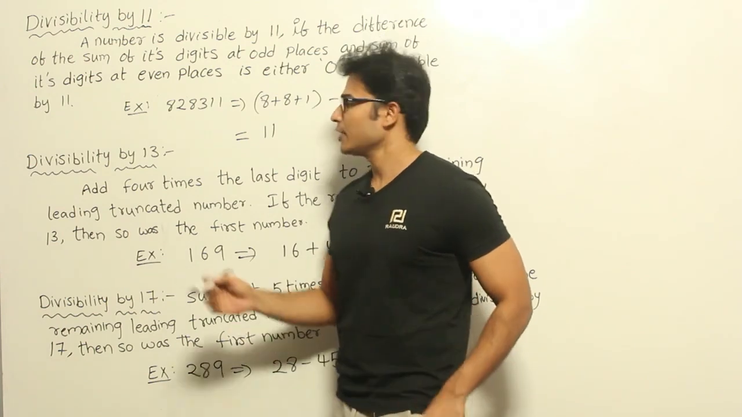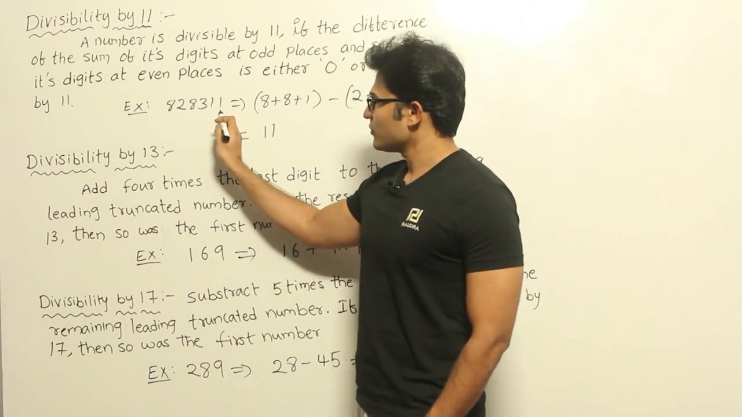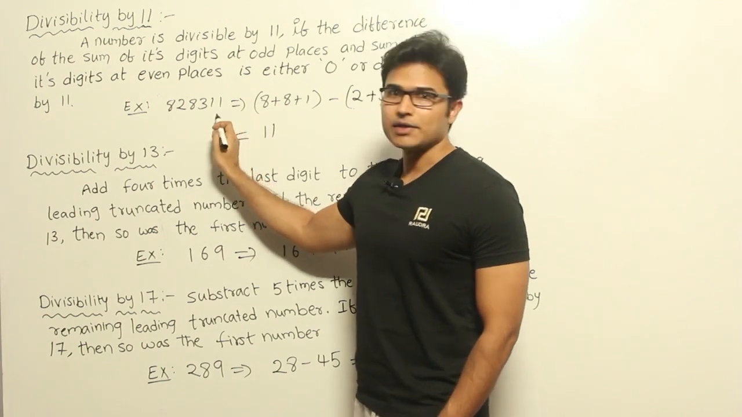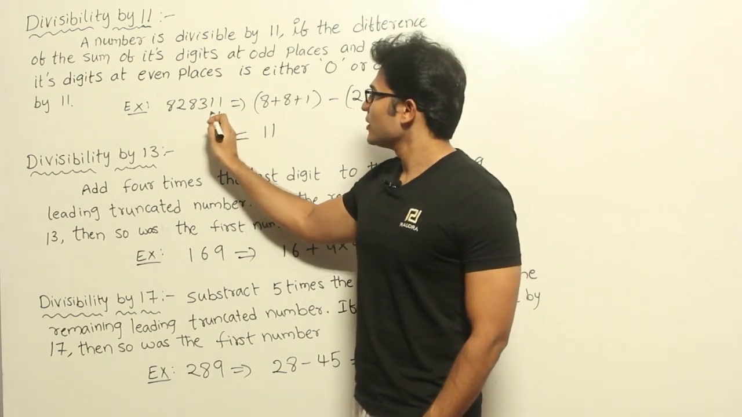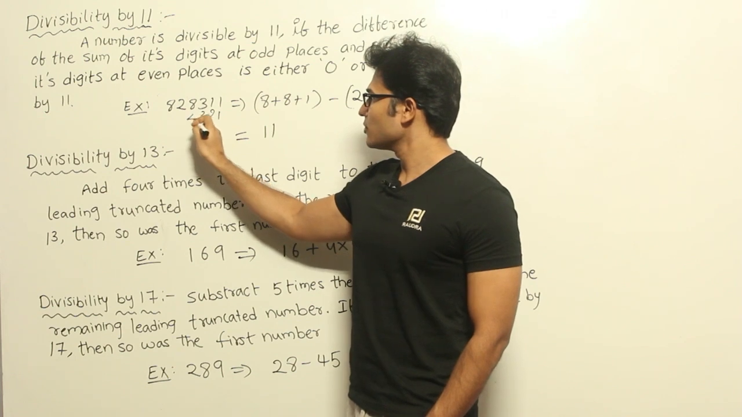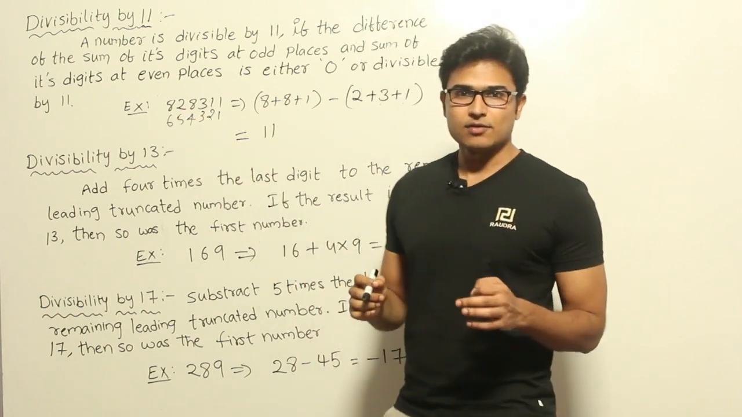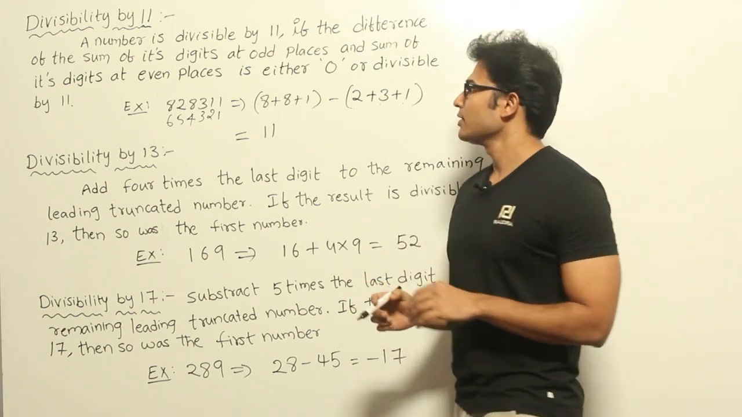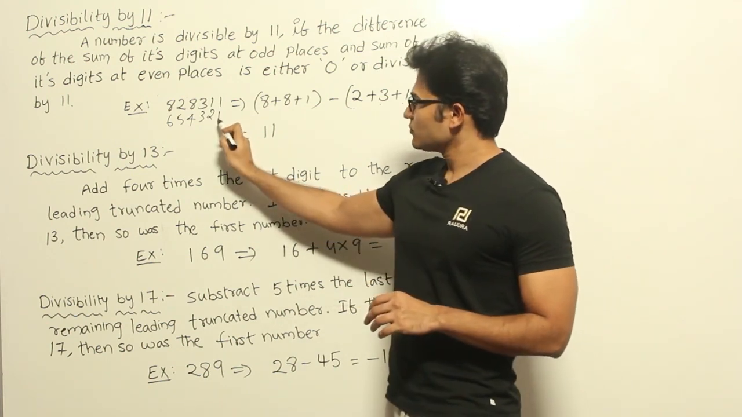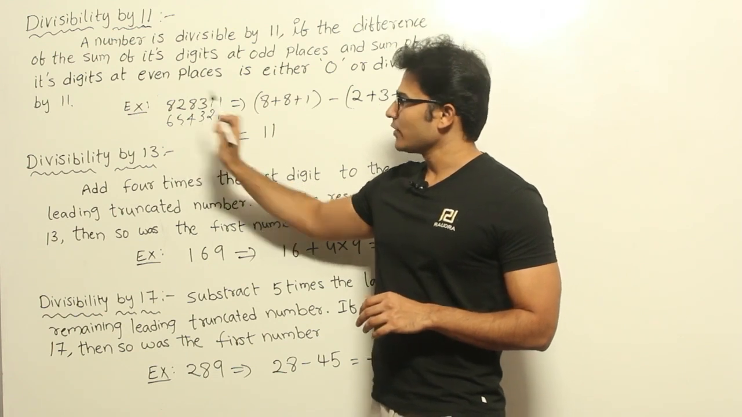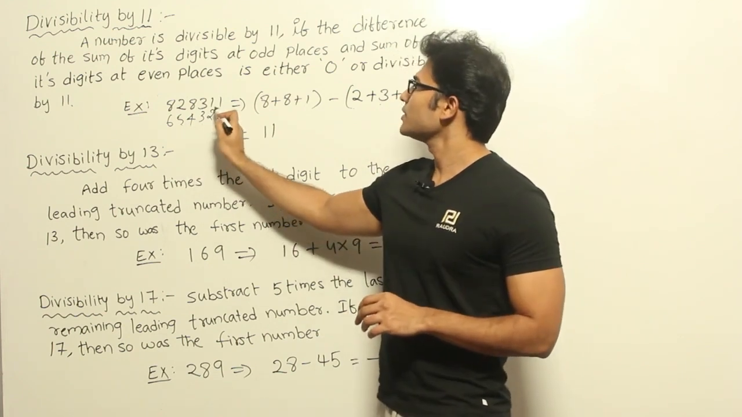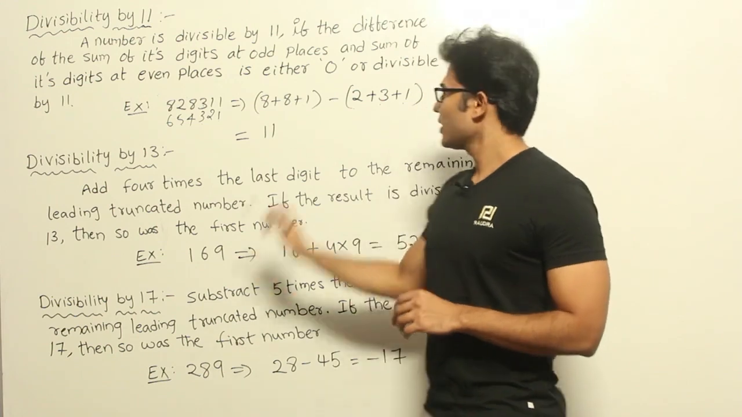You can take it any way, right? Let's say I'm numbering it from the units place. So this is digit number 1, digit number 2, digit number 3, digit number 4, digit number 5, digit number 6. Now you take all the digits which are at the odd places, right? So odd places means 1, 3, 5, these 3. Now what are the numbers there? 1, 3, 2, right? Add them up.